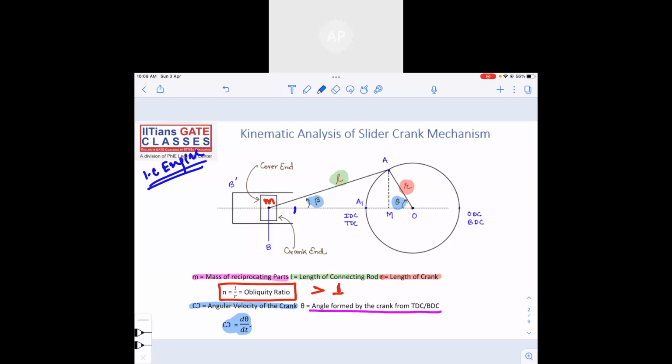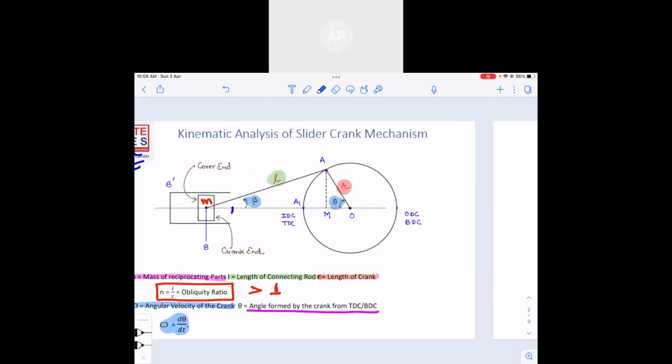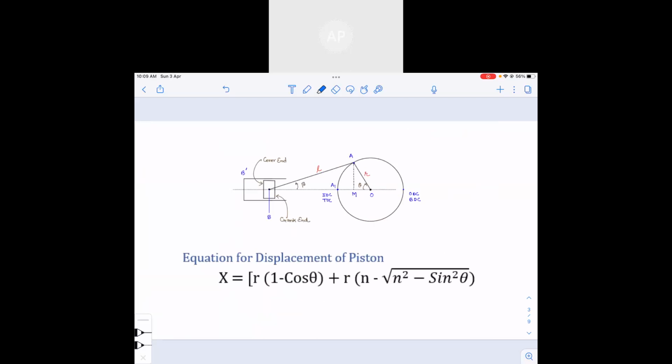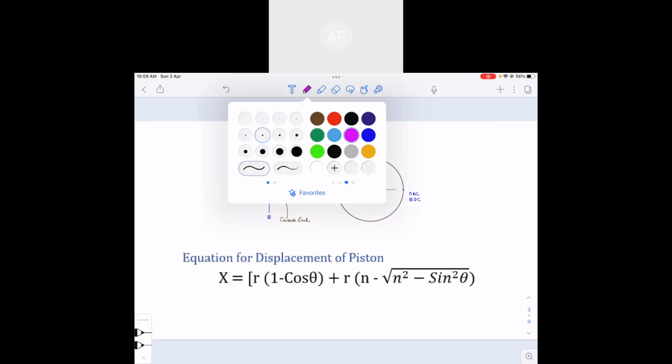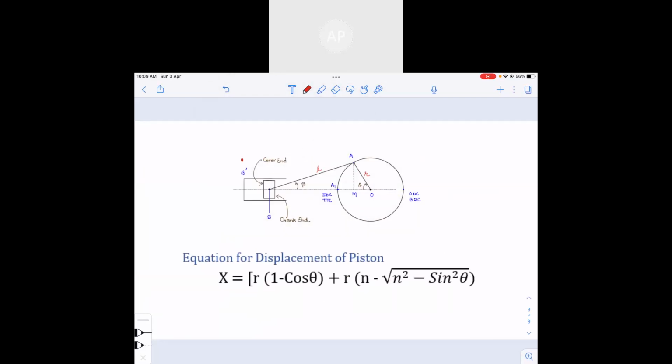Okay. So what is the displacement? The equation for displacement. Unfortunately, I'll not be able to derive it. We don't have the luxury of time today, right, to derive it. But yes, better to remember this formula, right? This is the displacement x of the piston. Yes, I know there will be some amount of clearance, right?